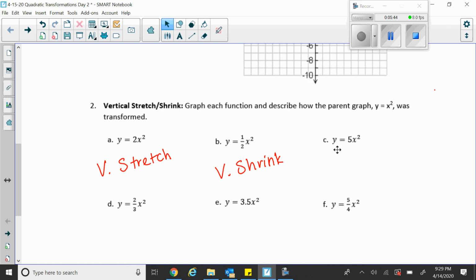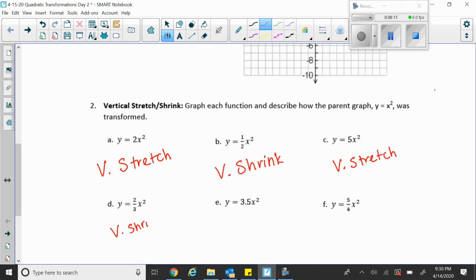So if we look at letter C, I'm not even going to graph it, okay? We'll just say the number we're multiplying by is greater than 1, so this is going to be a vertical stretch. Okay? Now on D down here, we're multiplying by 2/3. Now 2/3 isn't greater than 1. 3/3 would be 1, so 2/3 is smaller than 1. So this is going to be a vertical shrink because the number you're multiplying by is smaller than 1. Now on E, we're multiplying by 3.5. I know it's a decimal, but don't worry about the fact that it's a decimal. Just remember 3.5 is bigger than 1, so it's going to be a vertical stretch again.